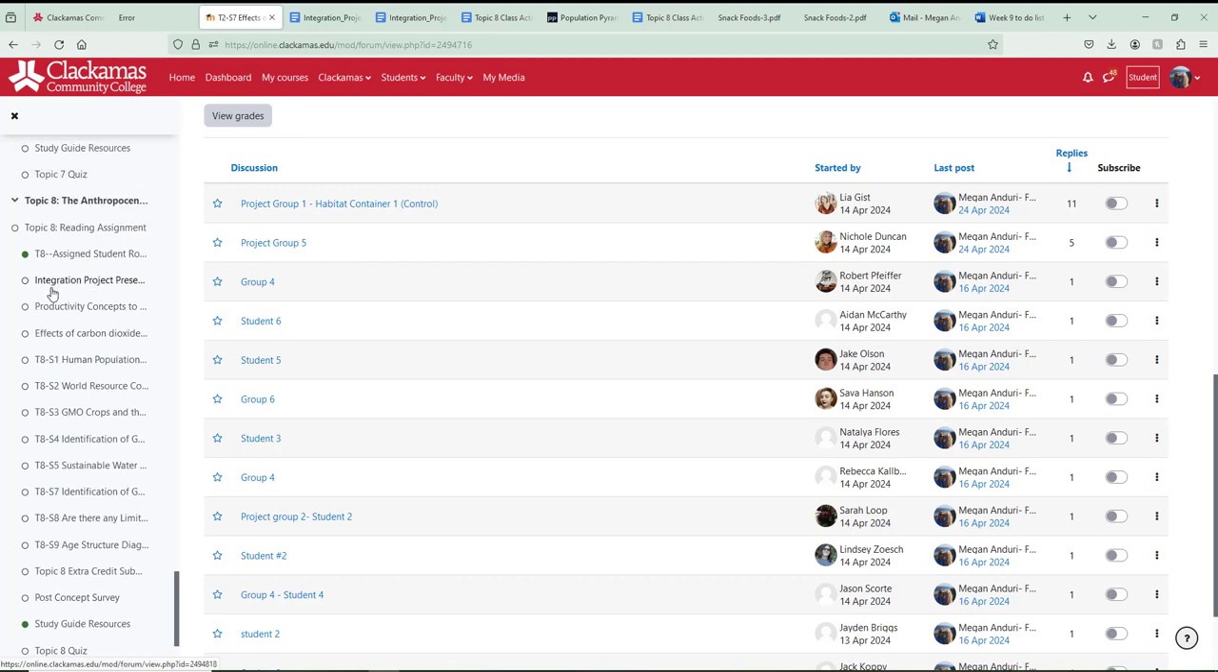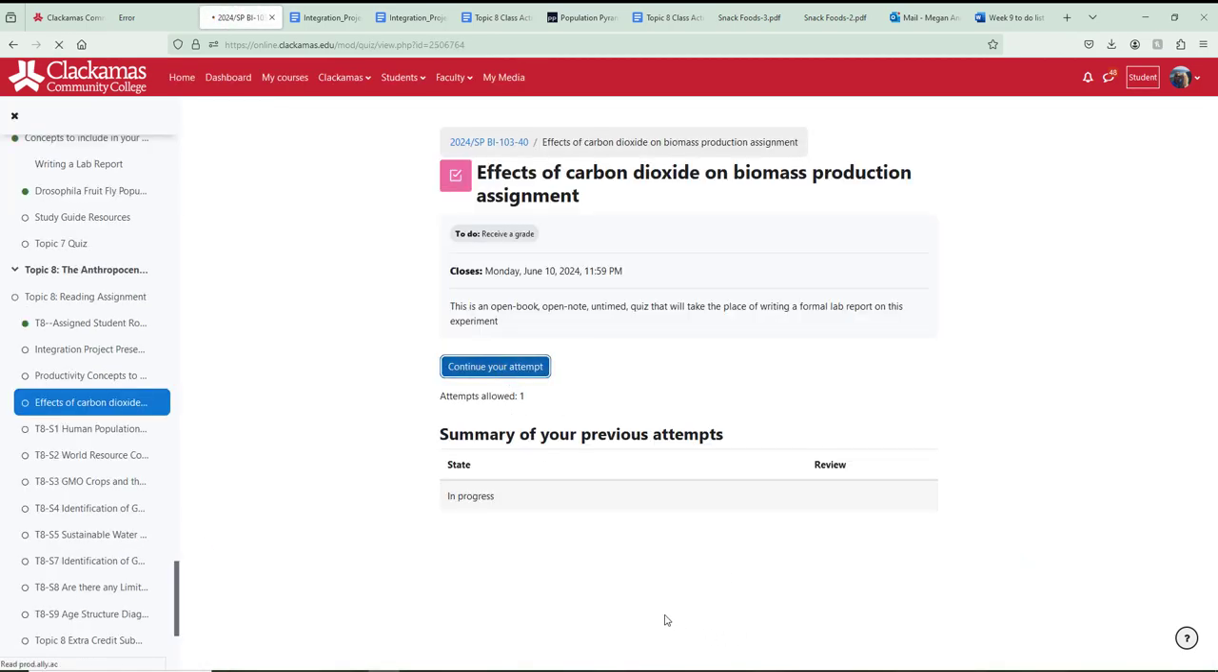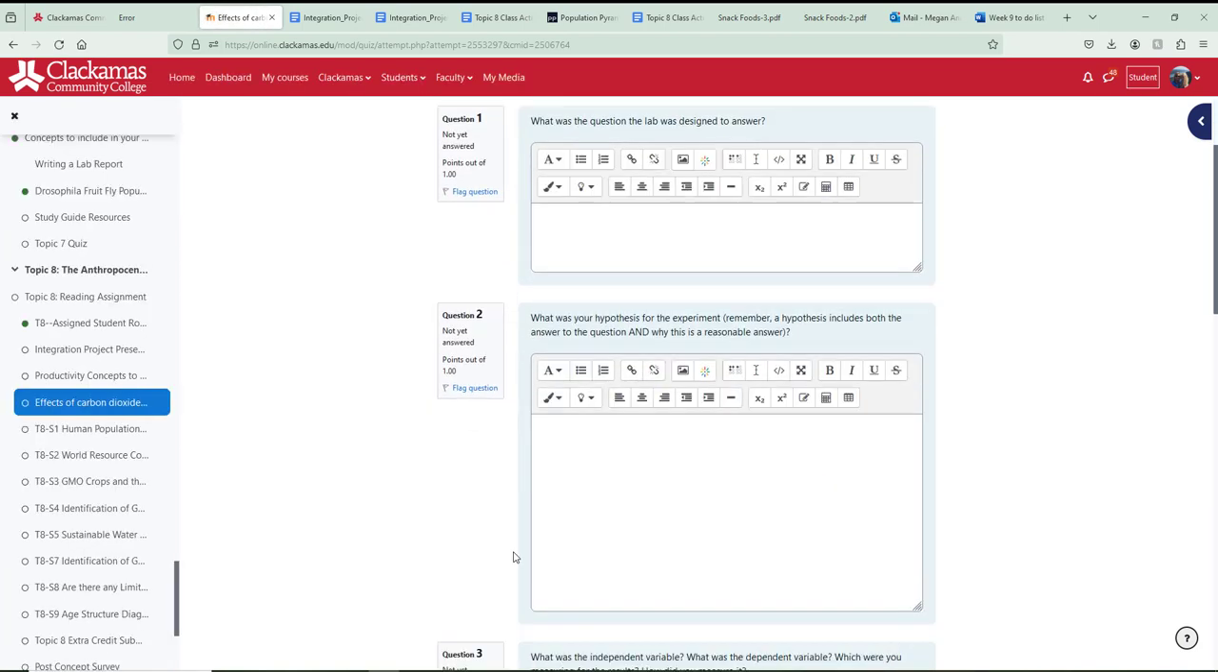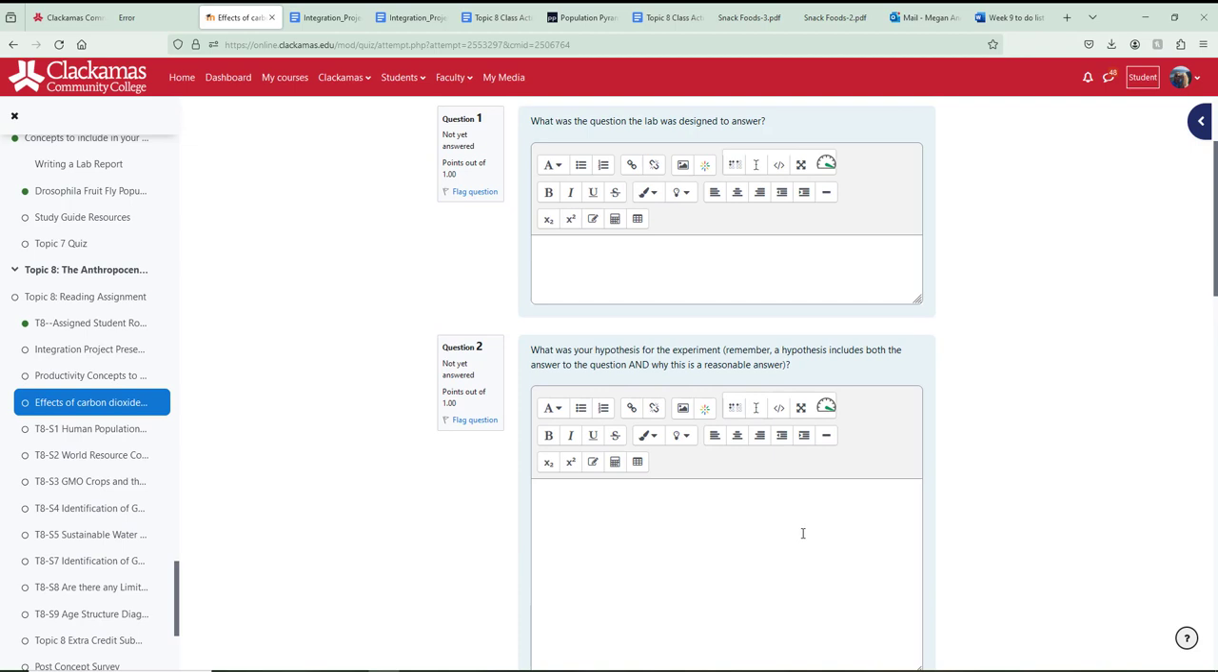So let me go back into my, there it is. Continue your attempt. Make sure that you have your hypothesis written out so that it answers the question: how do increases in carbon dioxide affect biomass production in primary producers? And then make sure that you explain your reasoning behind your hypothesis.